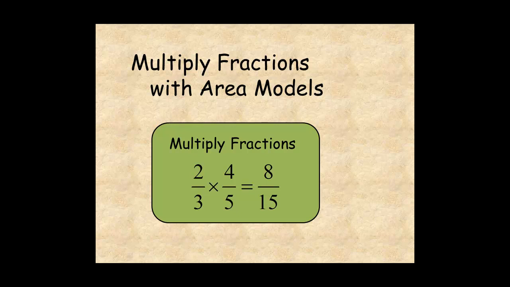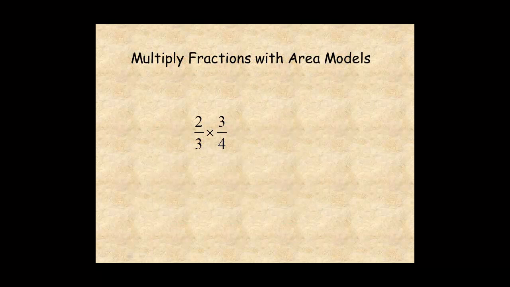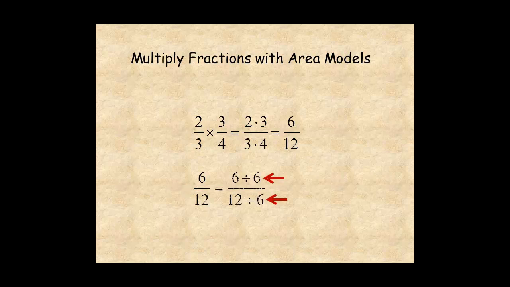This lesson shows you how to multiply fractions with area models. In order to multiply fractions, multiply the numerators and denominators. 2 times 3 and 3 times 4 for 6 over 12. The numerator and denominator have a common factor of 6, so the product needs to be simplified. Divide the numerator and denominator by 6, and the final answer is 1/2.